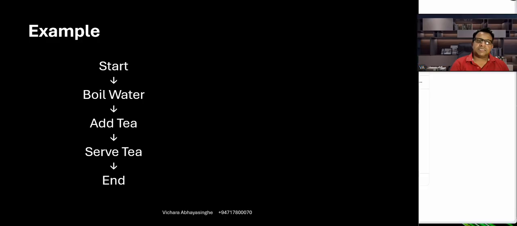When we consider one example, we are going to take how to make a tea and serve it. So we can just boil the water, add tea powder, keep it for some time and serve the tea. Here I mentioned using arrows in a simple way how it flows: start, boil water, add tea, serve tea and finish.